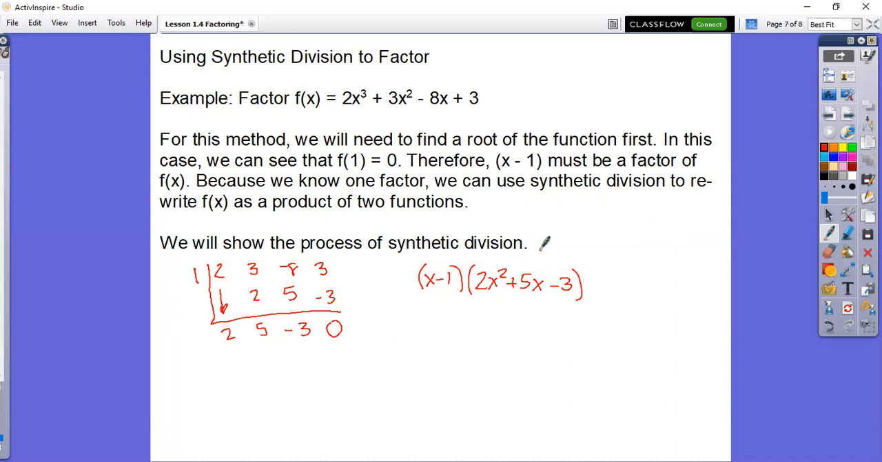Now I want to look at this to see if it factors. If you're not sure whether it's going to factor before you start, you can try using the discriminant, which is b squared minus 4ac. If this comes out positive, then this will factor. In this case, that is 25 minus 4 times 2 is 8 times negative 3 is 24, so that's 49, which means that this will factor. And the fact that it's 49 means that it will factor nicely. So there will be some fun way for this to factor.